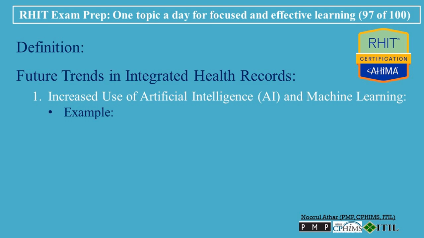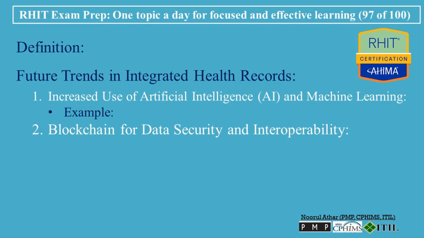Example: a hospital uses AI tools integrated into the health record system to predict which patients are at high risk for readmission, allowing for early interventions and improved care management.